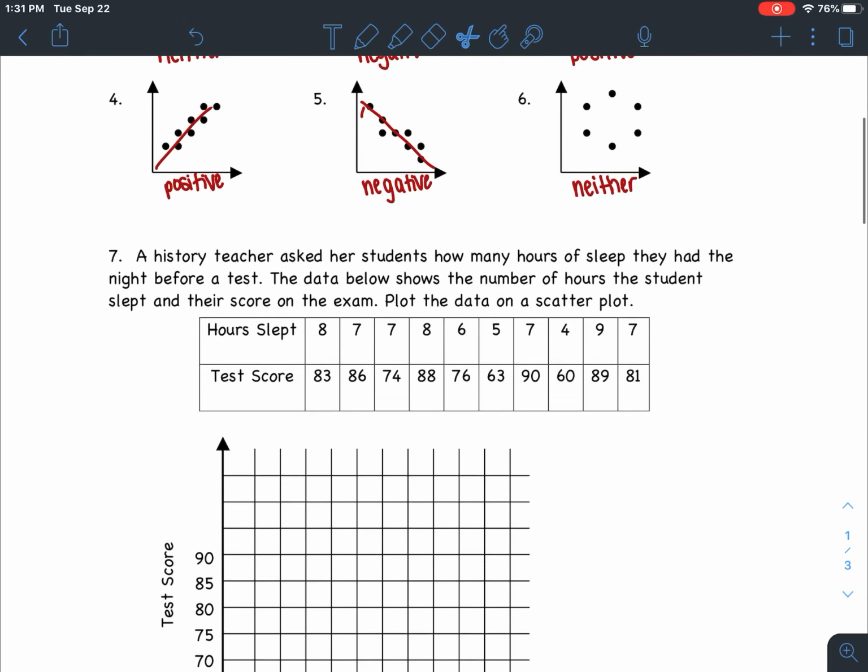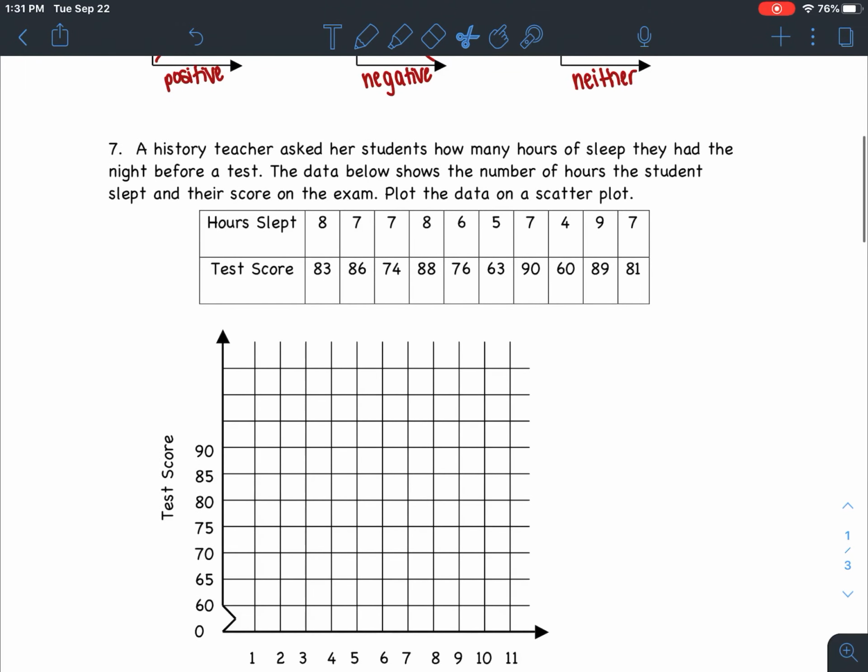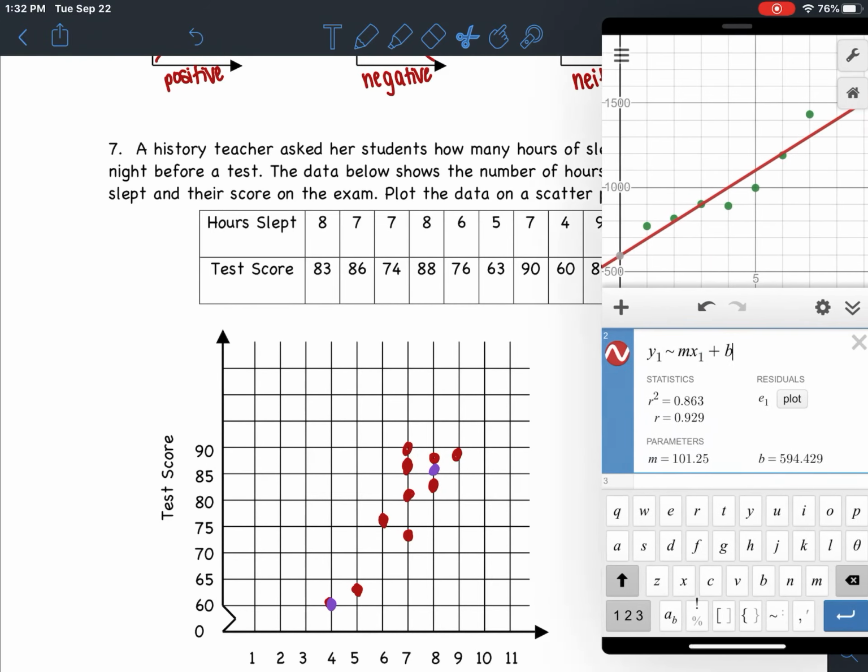Hopefully that was pretty easy for you. The next one: a history teacher asked her students how many hours of sleep they had the night before. The data below shows the number of hours the students slept and the score on their exam. Plot the data on a scatter plot. Okay, so to save time, I already have those points there for you. And then let's see. So we want to draw the line of best fit in there. So I need to come up with my linear regression equation.